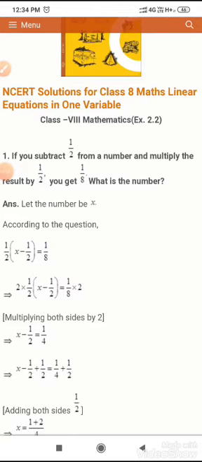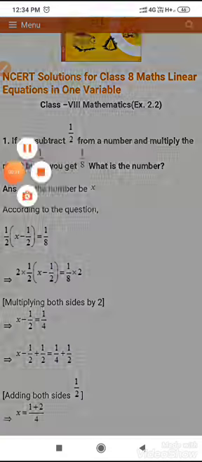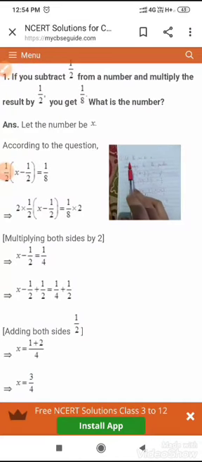The first question of our exercise 2.2 is: if you subtract 1/2 from a number and multiply the result by 1/2, you get 1/8. What is the number? For solving this question, first we have to assume that our number is x.